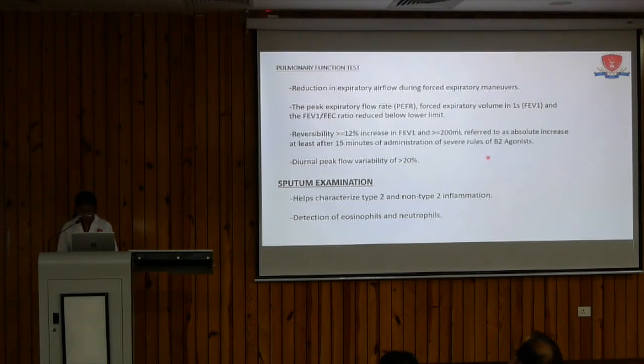Reversibility is defined as a greater than or equal to 12% increase in FEV1 and an absolute increase of greater than or equal to 200 ml at least 15 minutes after administration of beta-2 agonist or after several weeks of corticosteroid therapy. Diurnal peak flow variability of greater than 20% has also been proposed as an indicator of reversible airways disease.